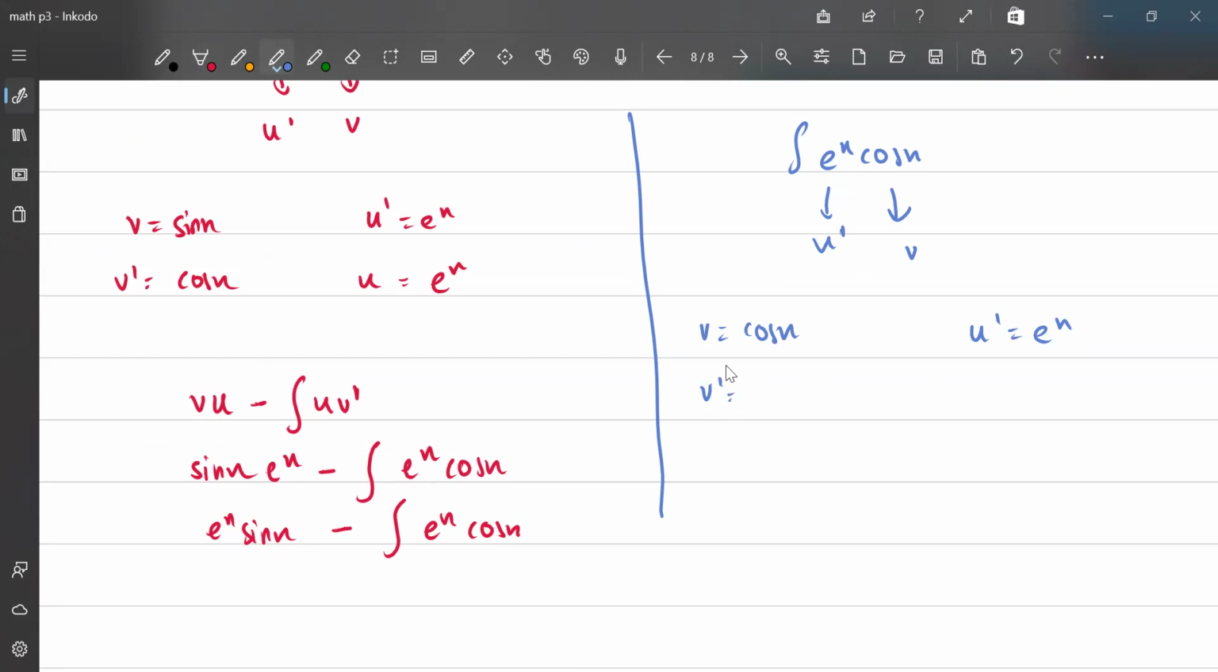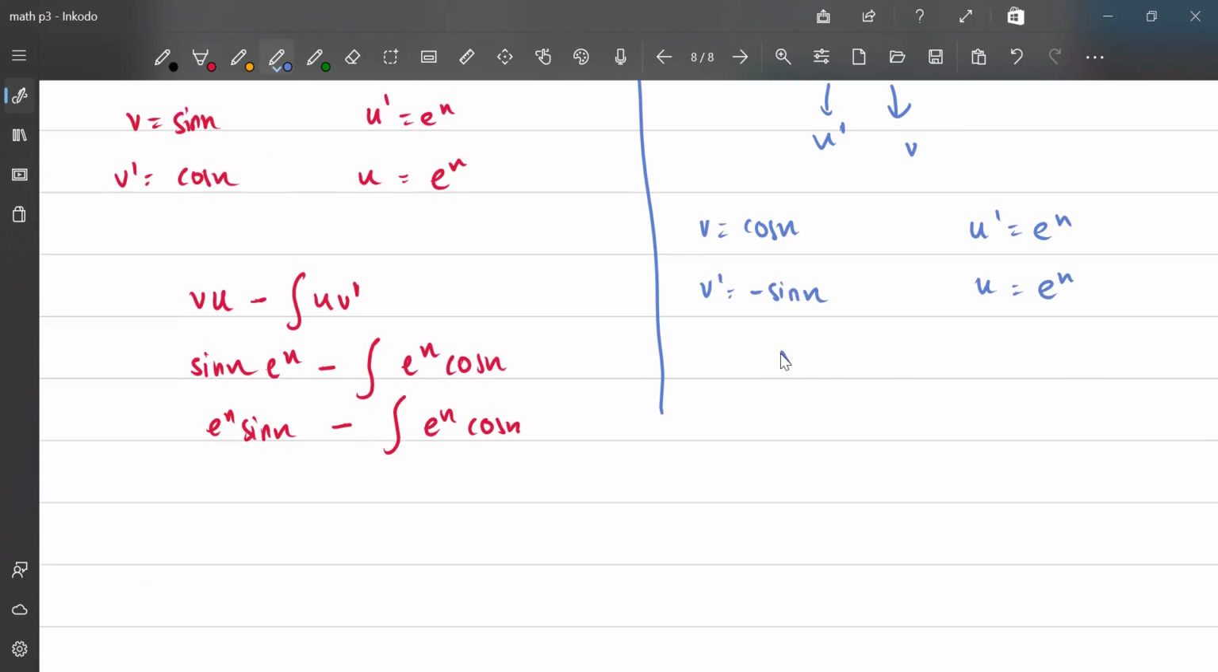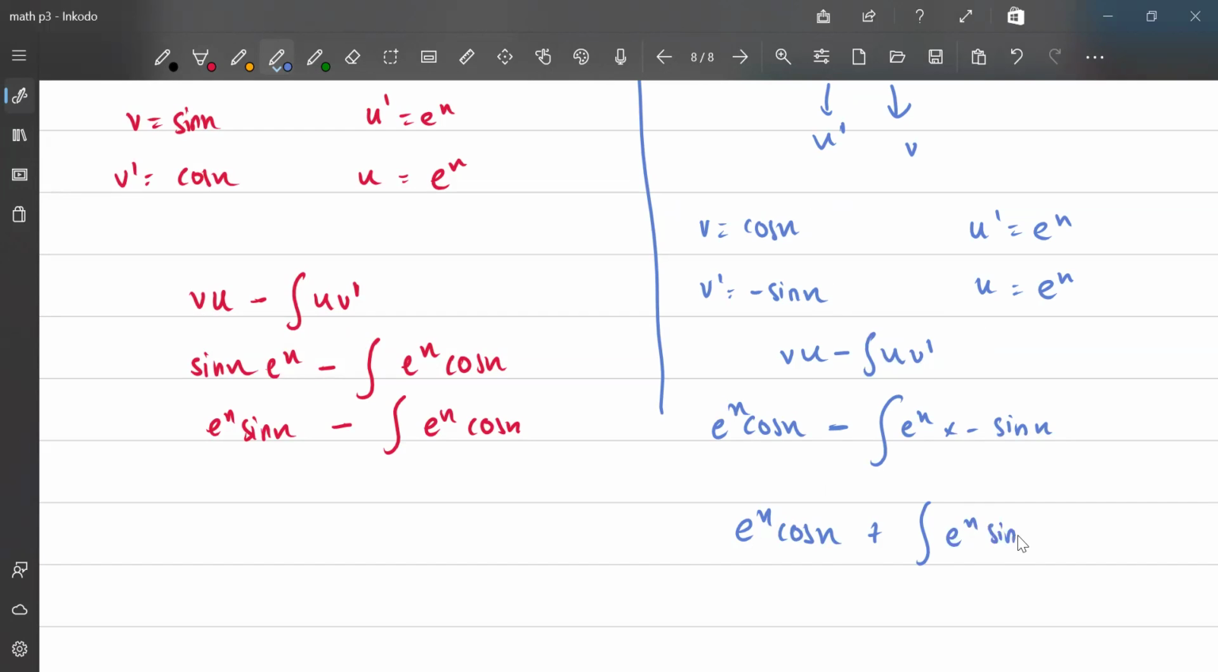So v dash would be negative sin x and u would be e^x. So we will once again apply vu minus integral of uv dash. Now v is cos x, u is e^x cos x minus integral of uv dash. So uv dash is e^x into negative sin x: e^x cos x minus minus plus integral of e^x sin x.